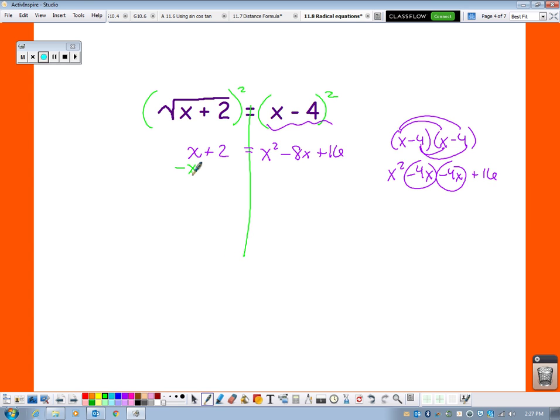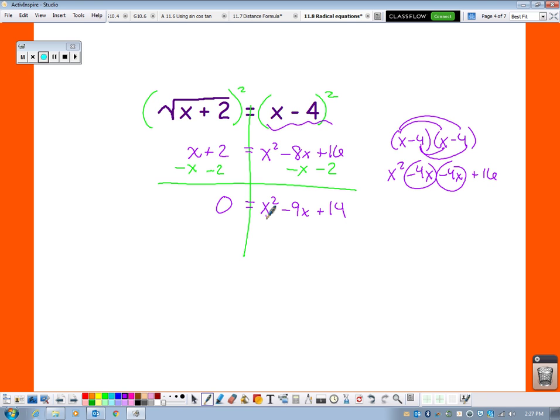So I'm going to go ahead and minus x from both sides. And I'll subtract 2 at the same time just because I can, and then I can get 2 steps done at once. So 0 equals x squared minus 9x plus 14. Okay. Then we're going to check to see if it's factorable.